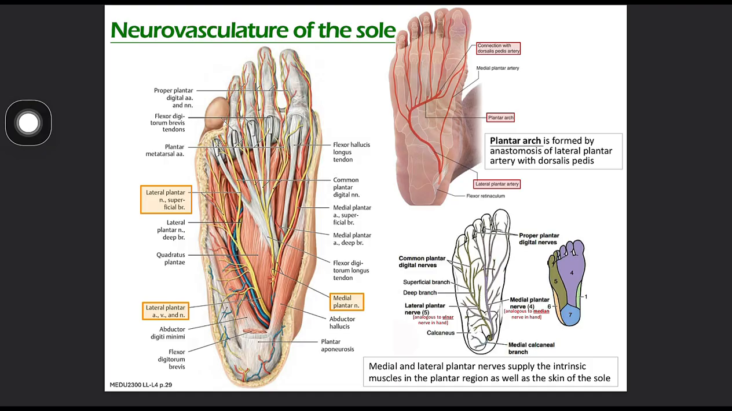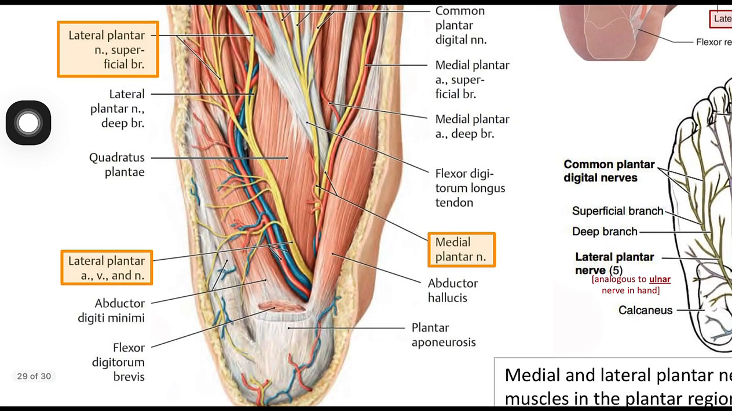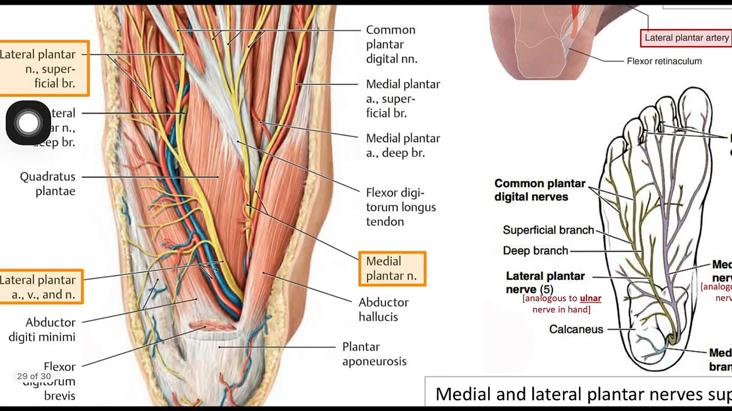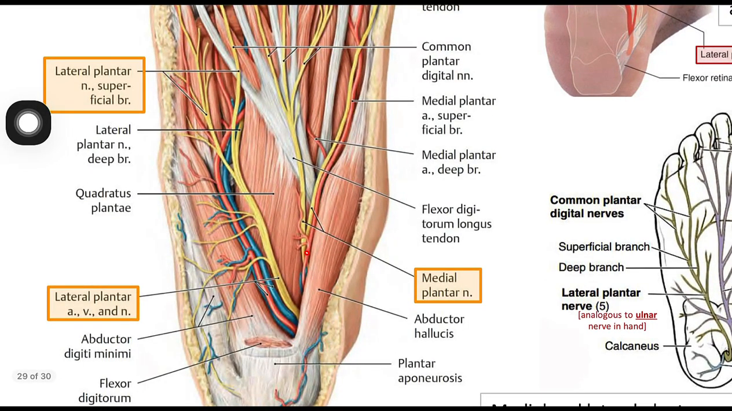So the neurovasculature of the sole is here. So remember the tarsal tunnel. We have the tibial nerve, right? So when it passes through the tarsal tunnel, then it becomes two major nerves here. We have the lateral plantar nerve, and then we have the medial plantar nerve. Okay, so these medial and lateral plantar nerves, where we can find them is in between the first and the second layers of muscle. That's all I want you to know.